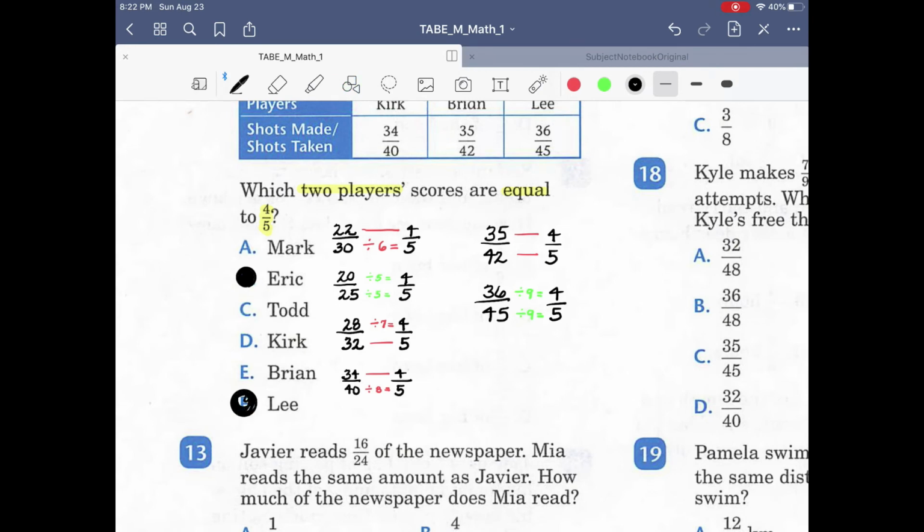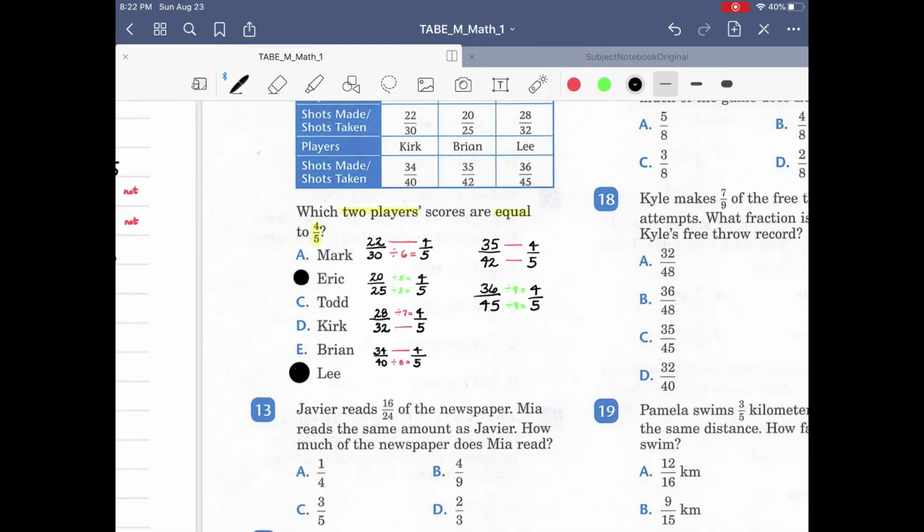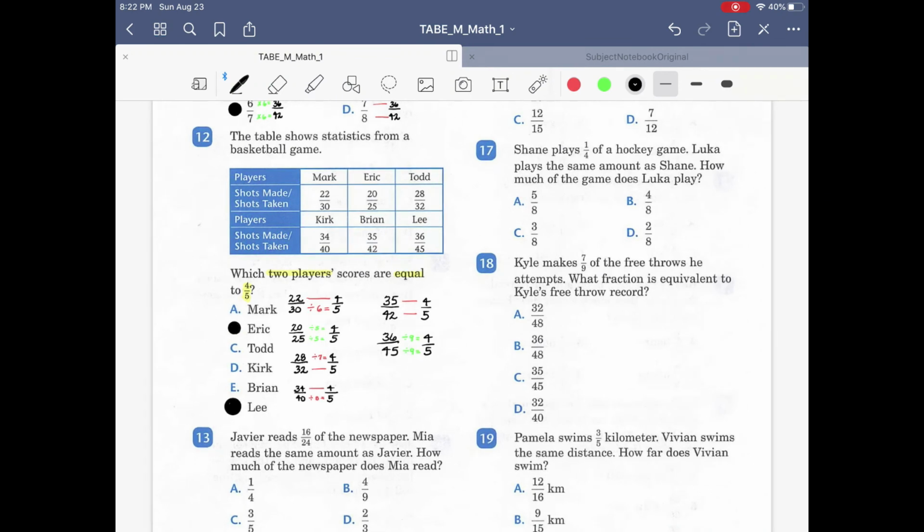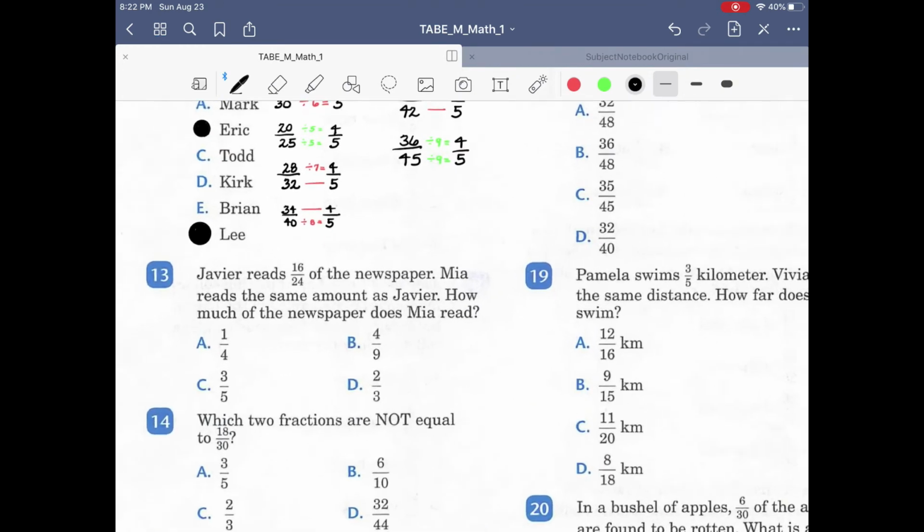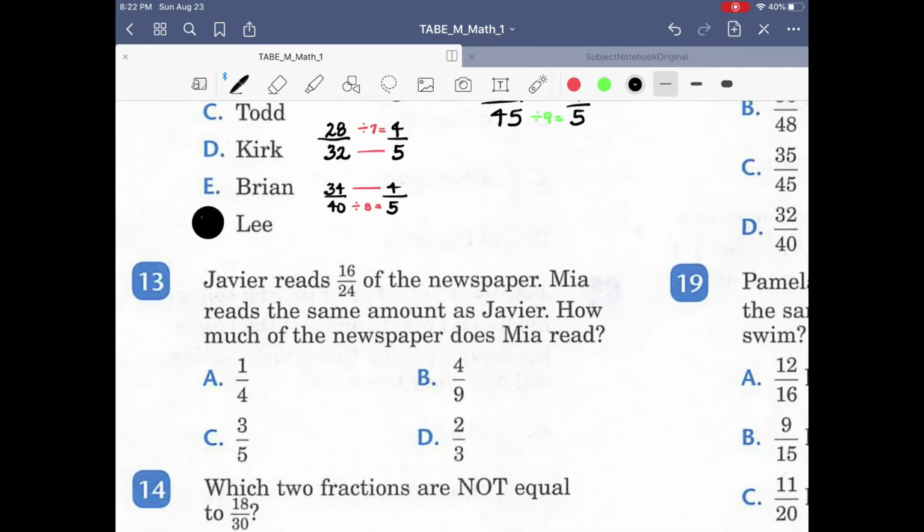Eric and Lee are tied. And 4 out of 5 is 80%. That is pretty darn good. Better than I can do these days. Alright, so the answer to number 12 is both B and F, Eric and Lee. Number 13.